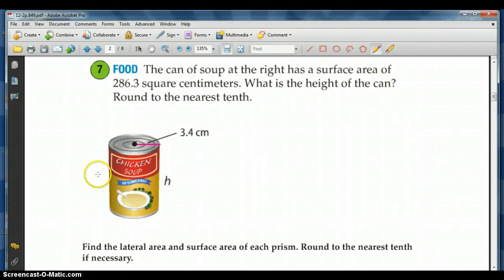Number 7, the can of soup at the right has a surface area of 286.3 square centimeters. What is the height of the can? Round to the nearest tenth. So our formula for surface area is lateral area plus 2 times the area of the base.